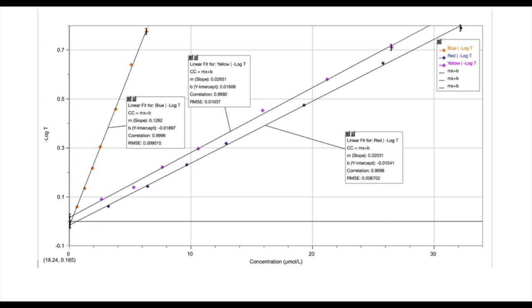Now, these data points are not exactly on the line, but these lines represent a basic idea of where these data points would lie. So, now I can use the equation for each of these lines to find the concentration of the dyes in each of the sports drinks.